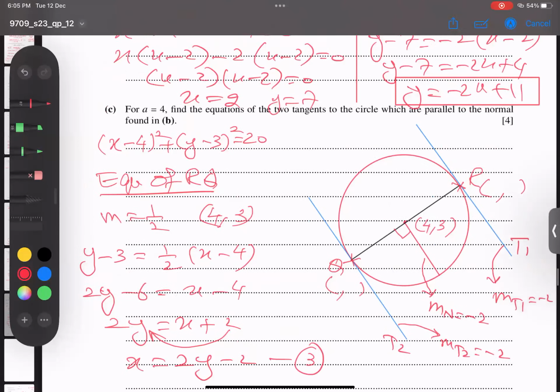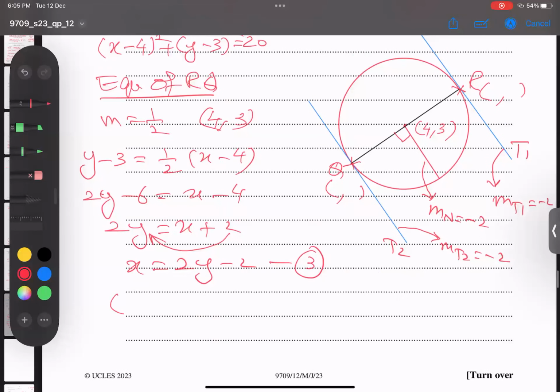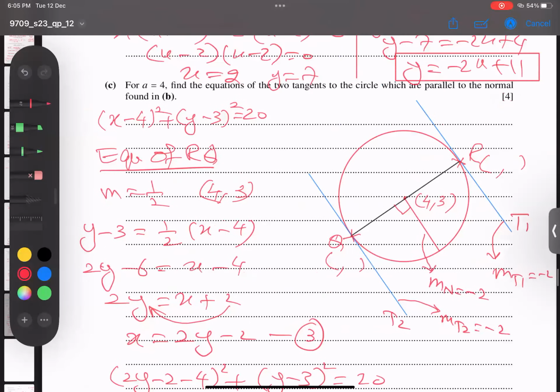So this x value, students, I'm going to plug in here. So let's start: (2y minus 2 minus 4) whole square plus (y minus 3) whole square equal to 20. So (2y minus 6) whole square plus (y minus 3) whole square equal to 20.